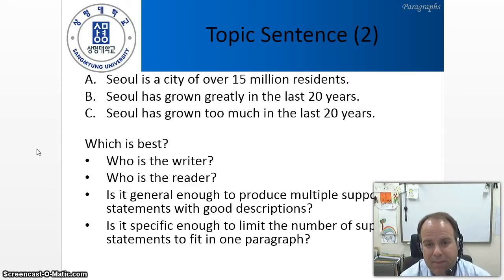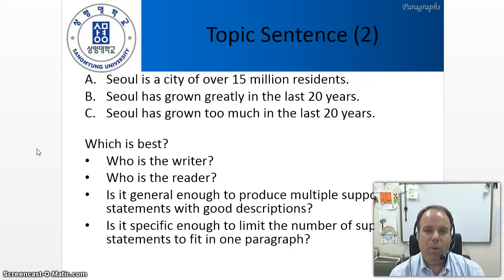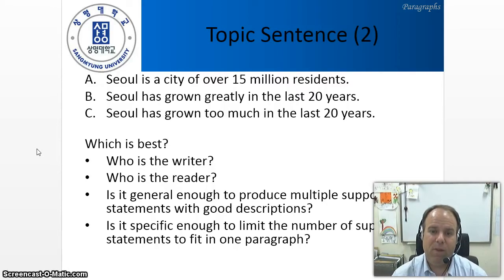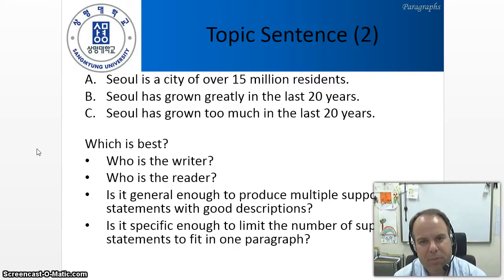Now let me add something here, and that is you should consider the following. Who is the writer? So what background does the writer have? What experience does the writer have? What knowledge does the writer have? Is the writer a novice or an expert? And this does make a big difference, because an expert can write in much greater detail than a novice can.